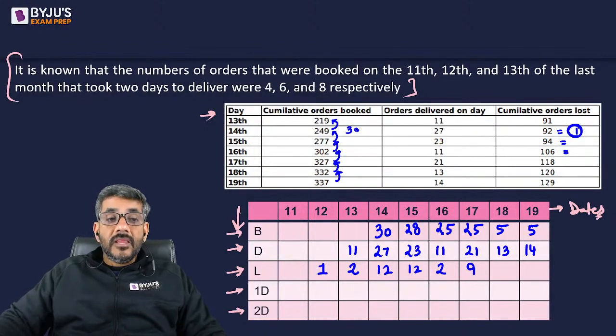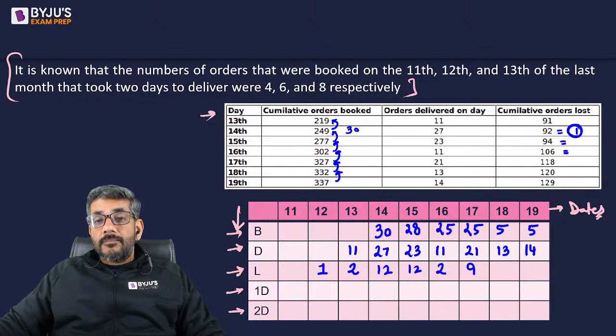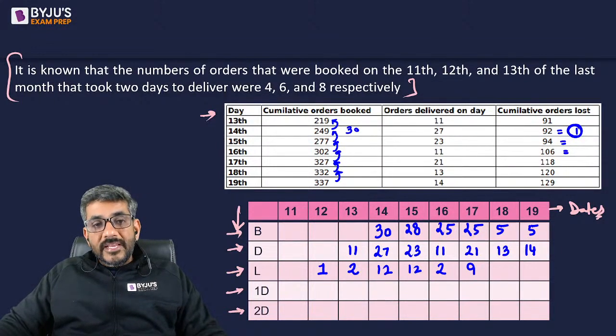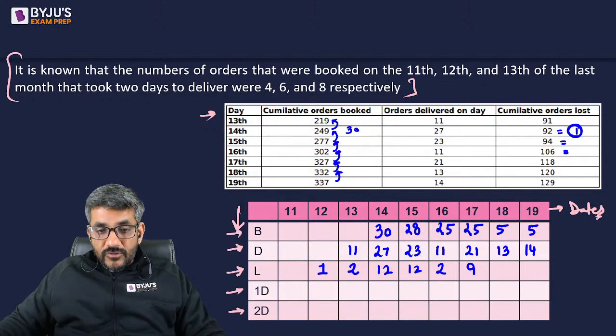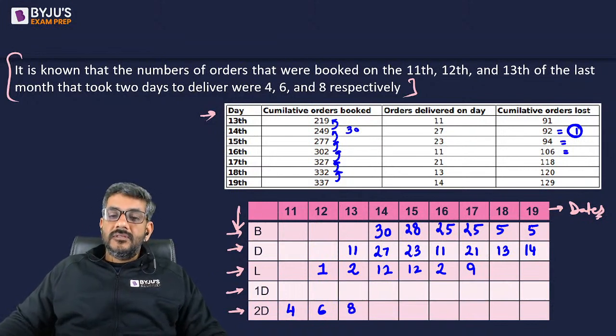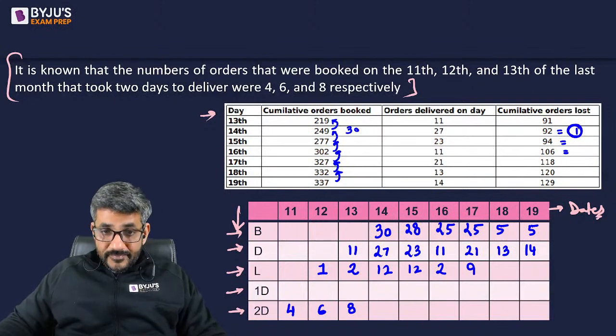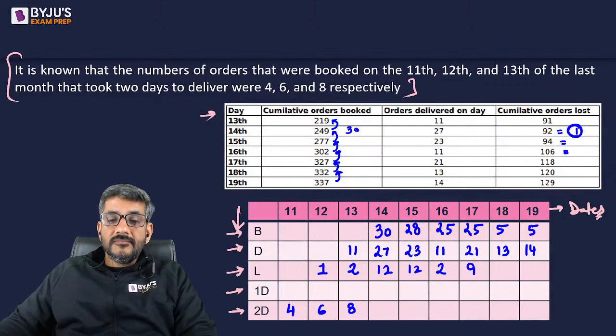What else is given? It is known that the number of orders booked on 11th, 12th and 13th of the last month that took 2 days to deliver were 468. So for 2 days to deliver, on 11th it is 4, on 12th it is 6, and on 13th it is 8. The orders took 4, 6 and 8. Okay, I'm sure it is clear now to all of you.